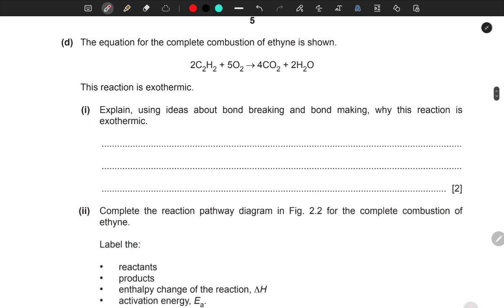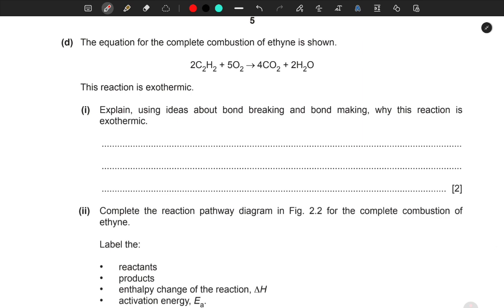The equation for the complete combustion of ethane is shown. We are still going. It's quite a longer process. Question, by the way: this reaction is exothermic. What do we mean by it is exothermic? Now, explain using ideas about bond breaking and bond making why this reaction is exothermic.